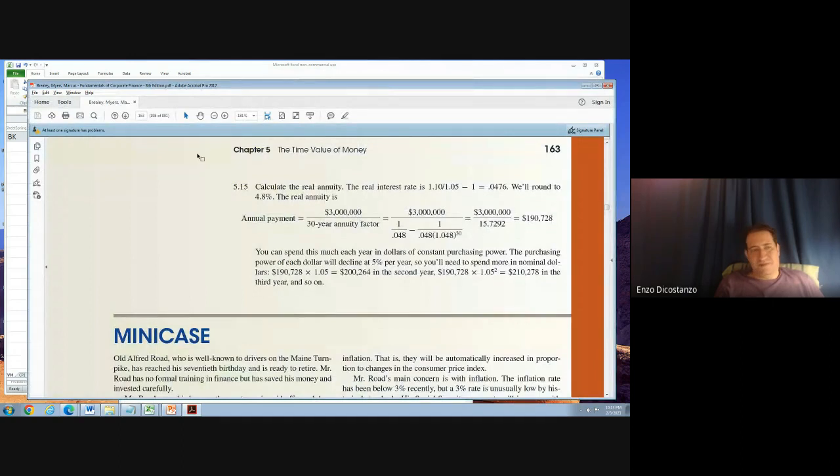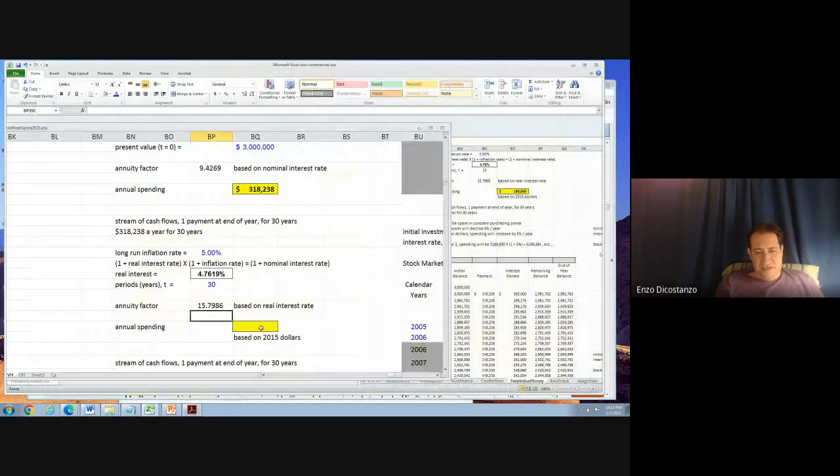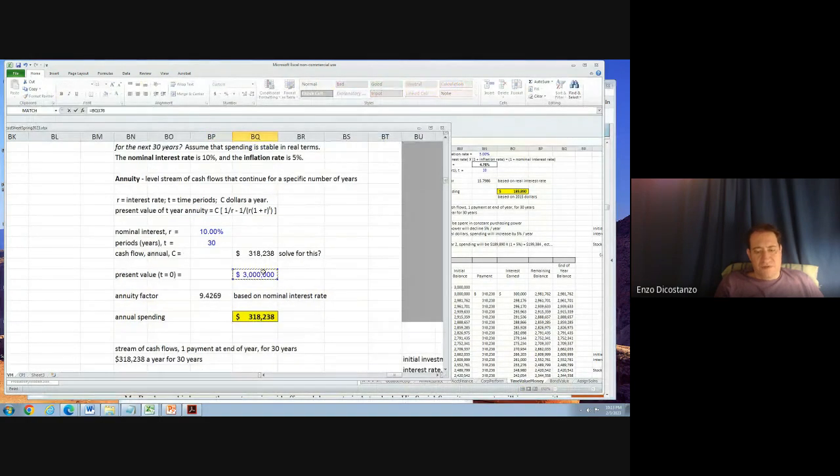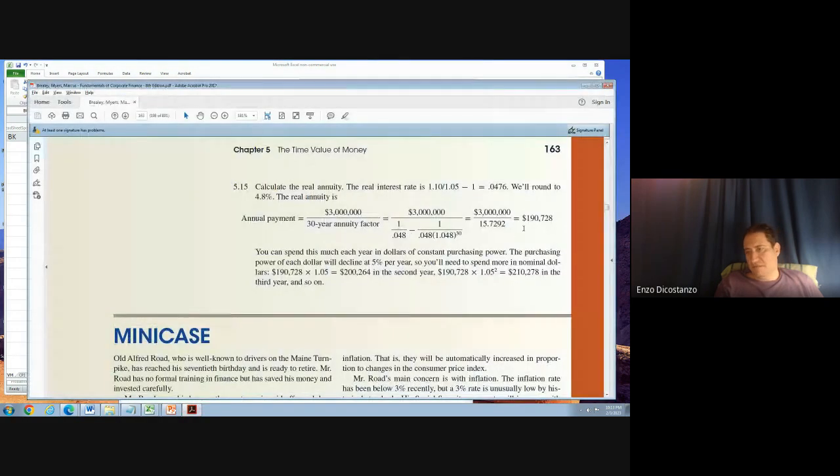Again, the book used a little bit different, but 1572. Okay, close. We're close. And then the spending would be the 3 million divided by the factor 189. Yeah, 190. Okay.